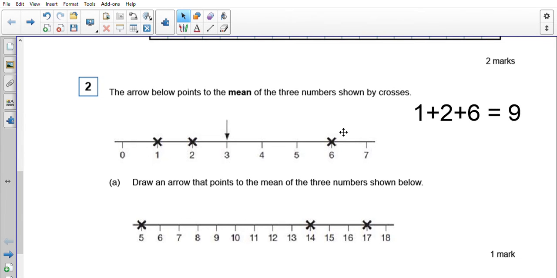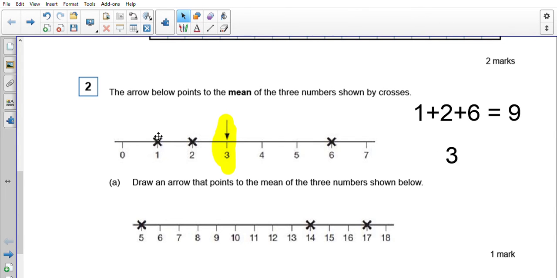Divided by the number of numbers there are, or number of crosses there are rather, which is 3. 9 divided by 3 gives me a mean of 3. And what that means here is that's pointing to my mean of 3, which is why the arrow is there, because the total of those crosses, 9, divided by how many there are, 3, gives me the mean, 3.